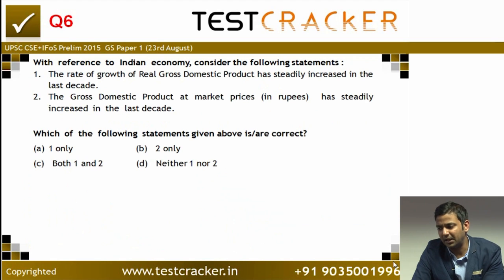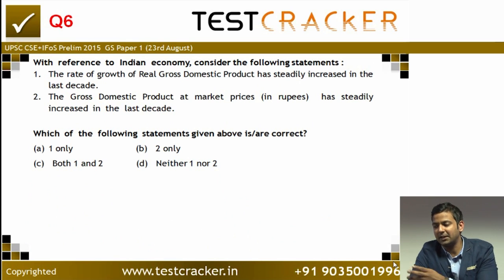Now this question is interesting. With reference to Indian economy, we have to consider these two statements. Statement 1, and this is where most people got it wrong. Statement 1 talks about rate of growth, and statement 2 talks about the actual GDP, not the rate of growth. Statement 1 talks about rate of growth of real GDP. Statement 2 talks about GDP at market price. So we should be clear about the differences in these two statements.